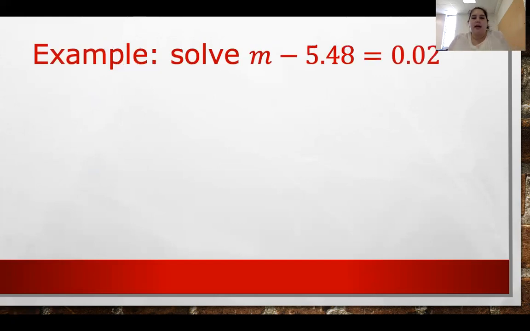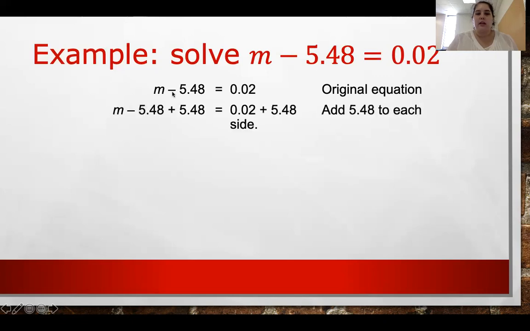Okay, next we have the example: solve m minus 5.48 equals 0.02. So we're going to solve for m. We're going to use inverse operations here. To cancel out the 5.48, we need to add 5.48 to both sides because we are subtracting originally. When we add and simplify that, we get m equals 5.5. And once we have isolated our variable, we are actually done.